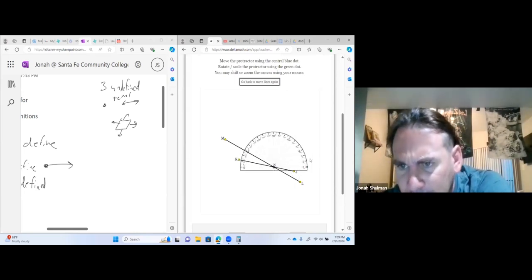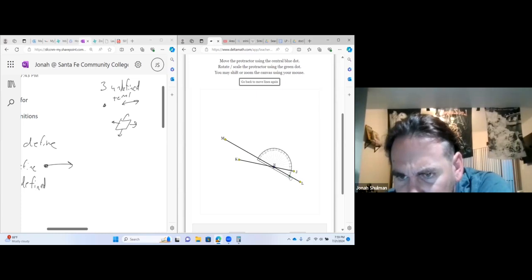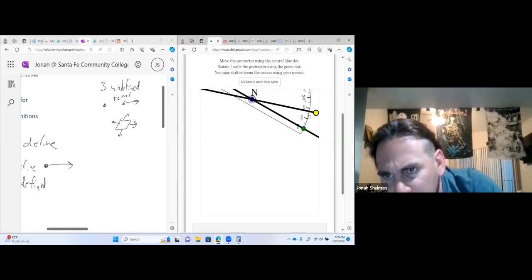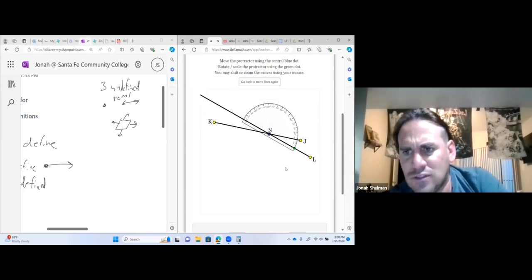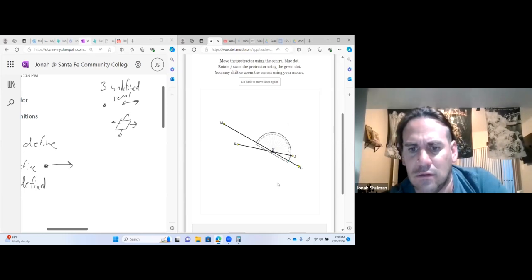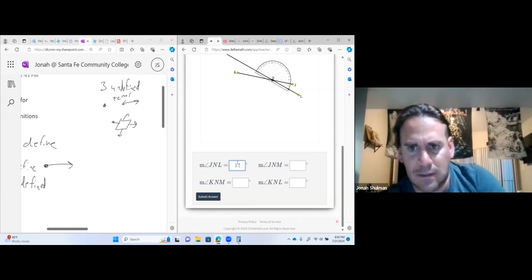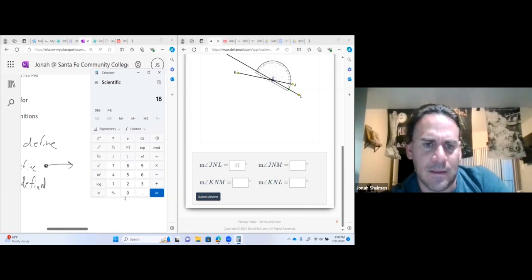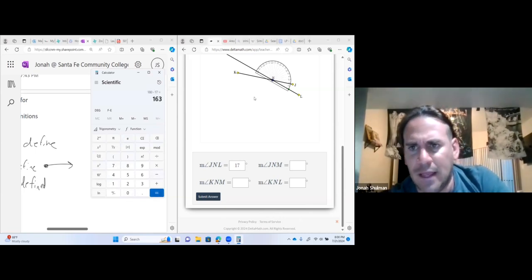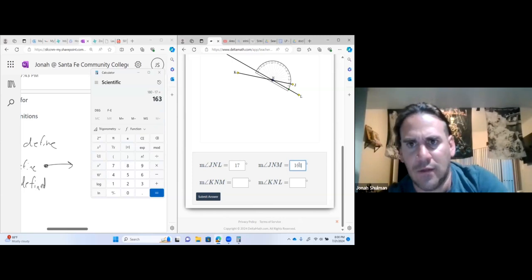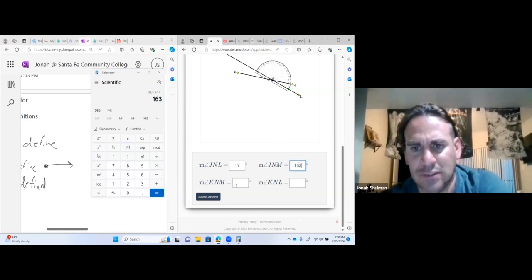All right, cool. So we want NLN. So all I got to do is drop this down and not be so blind, right? We are at 15, 16.5, 17, 15, 16, 17, 18, 19. Yes, we're at 17 degrees. JLN is 17 degrees. JNL is 17 degrees. And all we have to do is take 180 minus 17 degrees. And so that means JNM, I'm assuming that's M over there, is 163. The other tiny one, which is KNM, is 17.